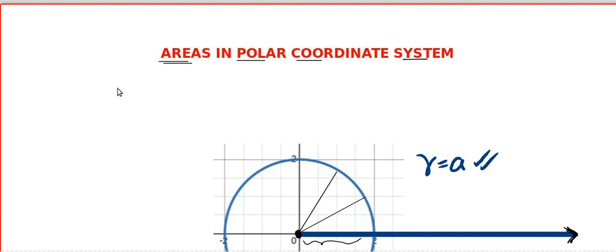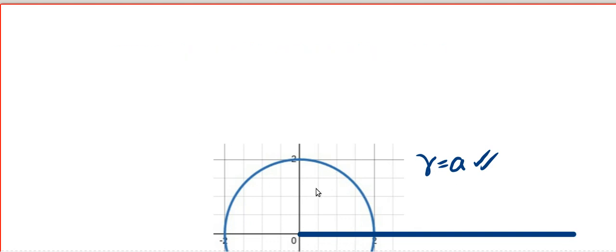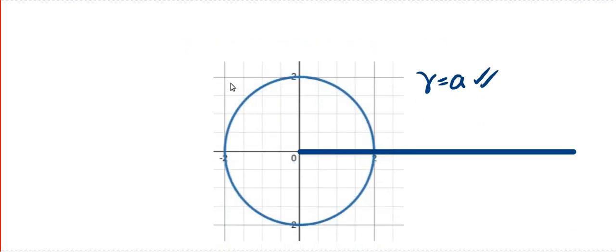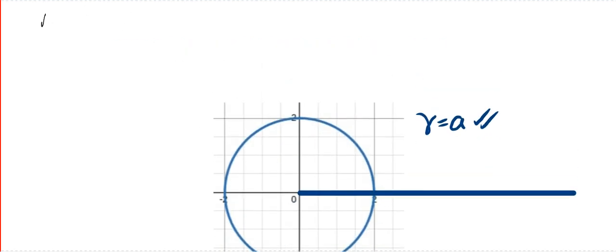Okay, so let's start. I think we already did the circle, but I'll still give some hint. How do you find the area of a circle? You can note the first question. Find the area of the circle r equal to a. We have the circle over here.